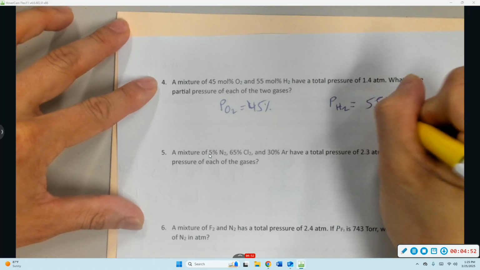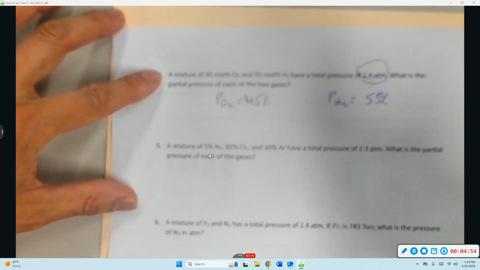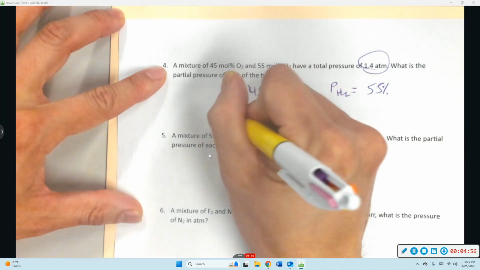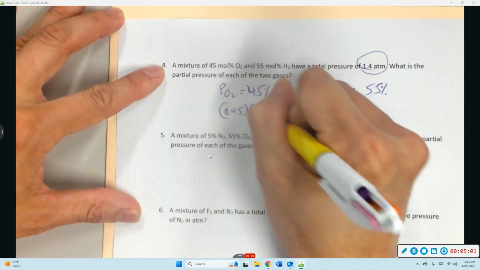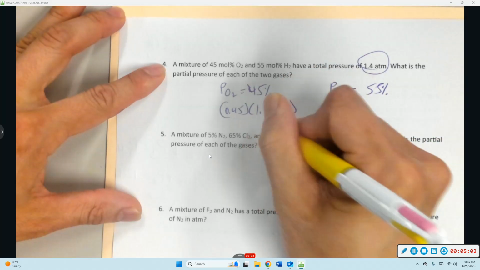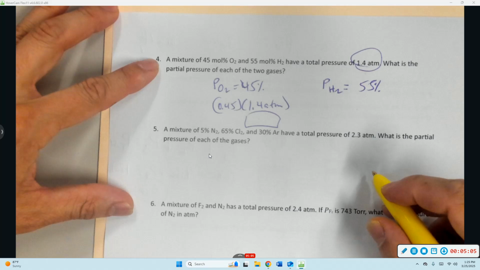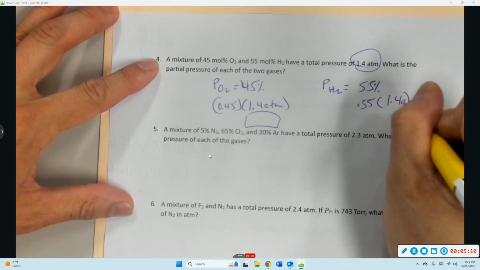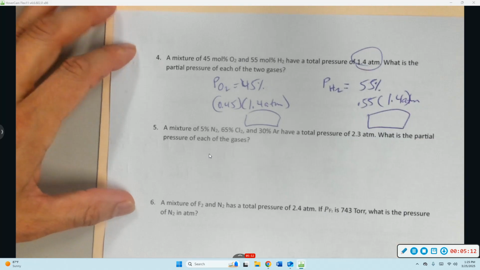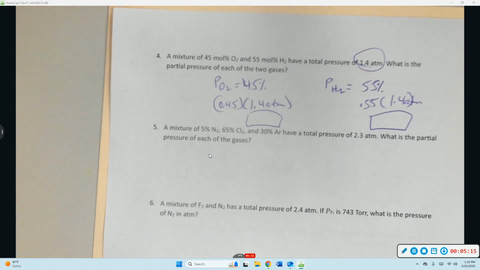So 55% mole means 55% of the total. So you basically take 0.45, change that to a decimal, times 1.4 atm, and you'll get your pressure for oxygen. Then you will take 0.55 times 1.4 atm, and you get the pressure for H2. So the mole percent, we're not going to get too much into the mole percentage, but just understand the mole percentage is the percentage of the pressure as well.